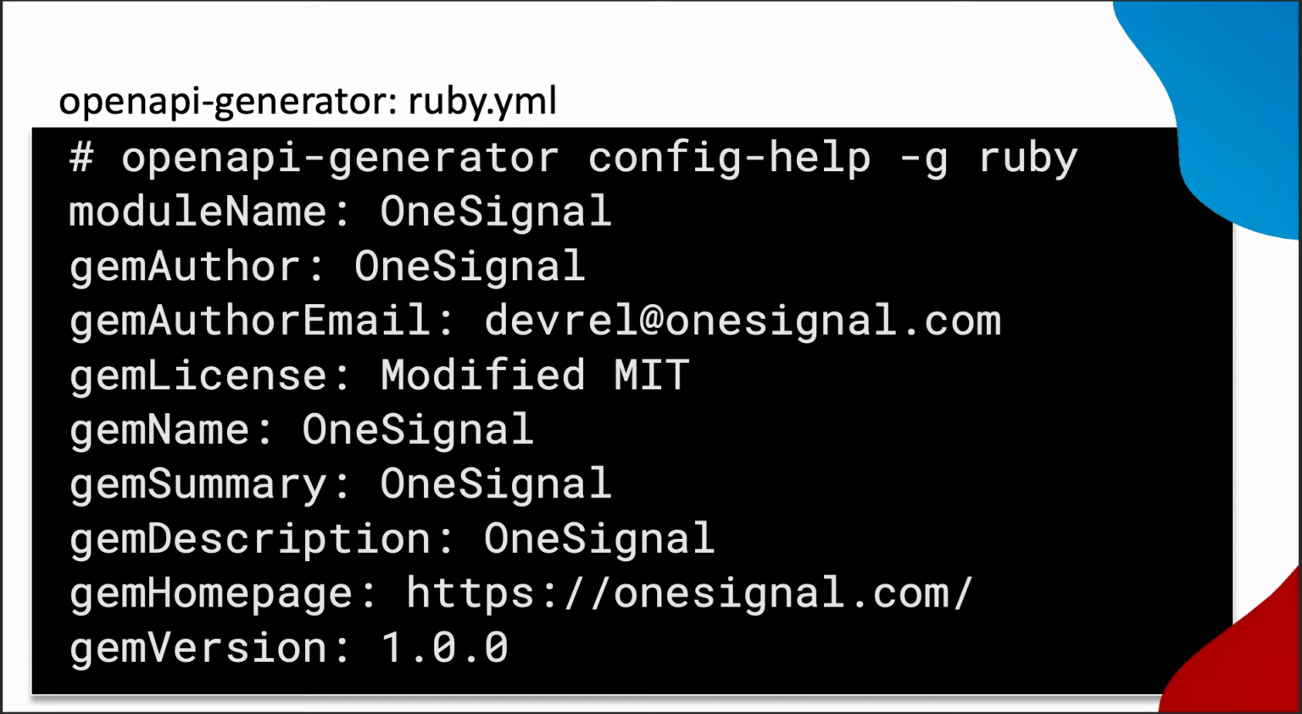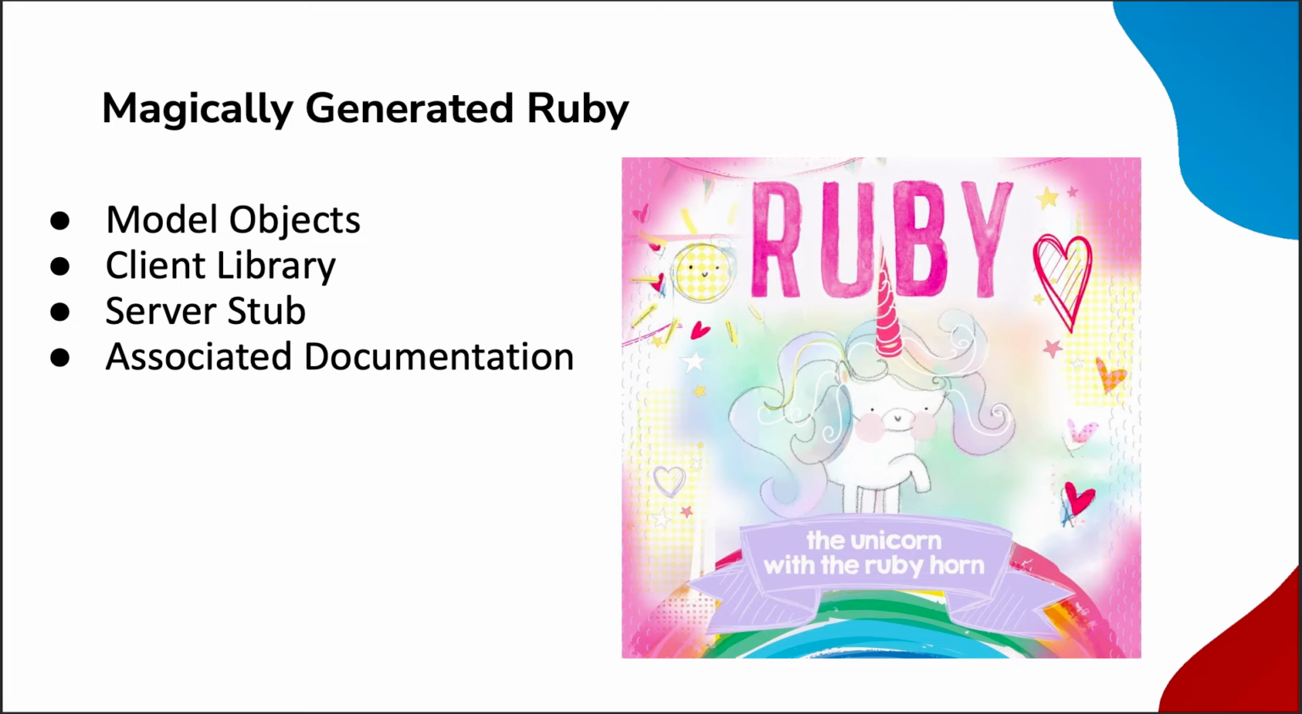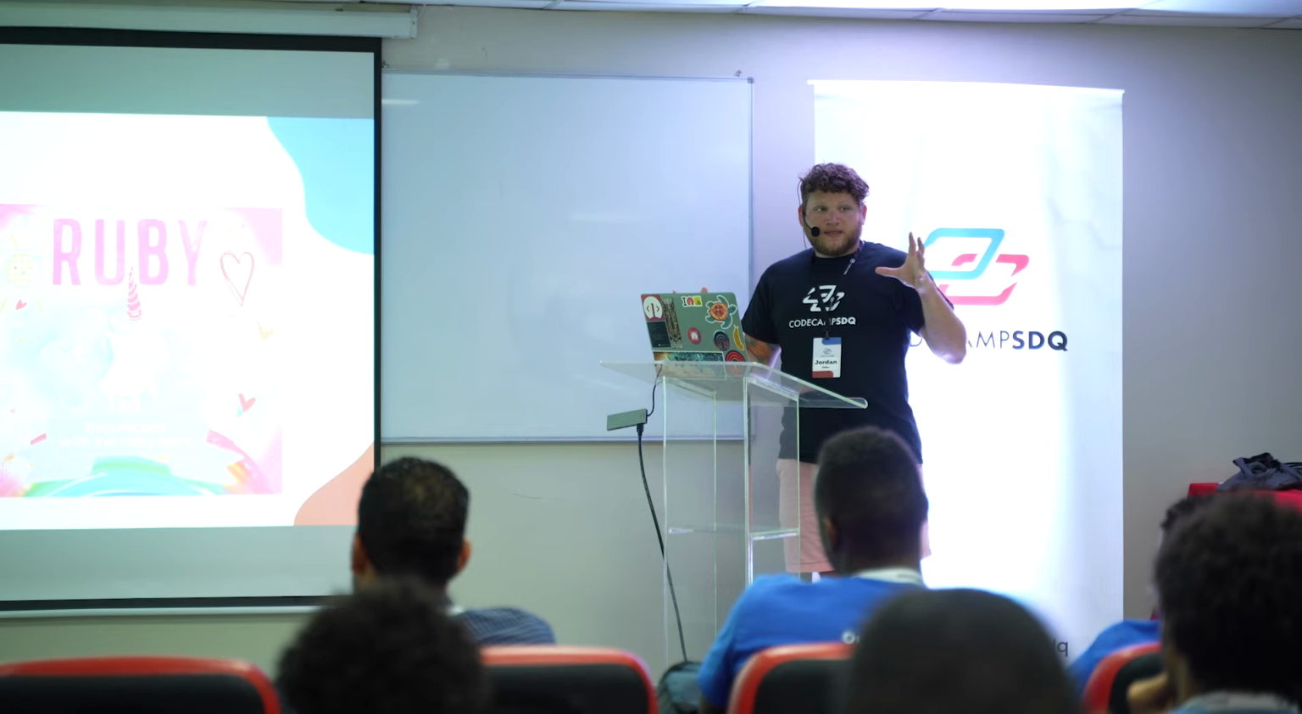And the consequence then is you get magically generated Ruby. You've got your model objects. You've got your API client library. You can produce a server stub, so you have the little endpoints, but all they do is nothing. You still have to go in and put in the code, like putting it in the database after you get it or whatever. And it makes all the documentation too.